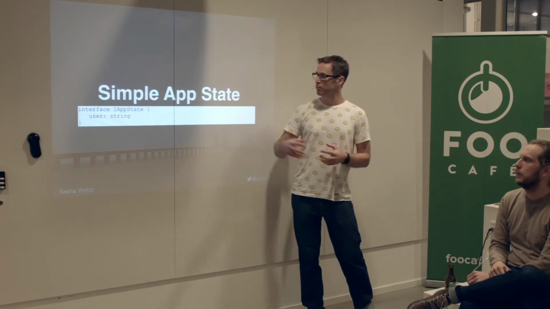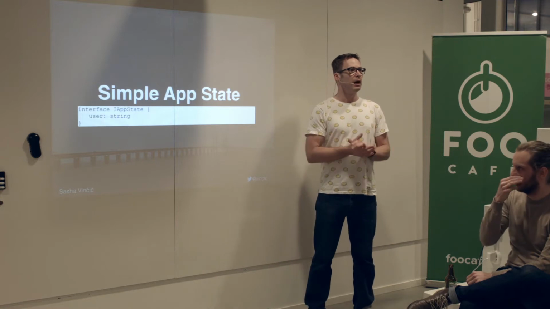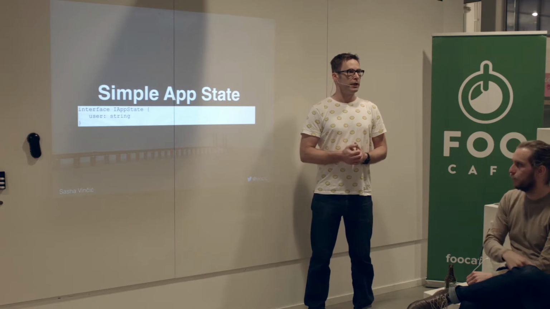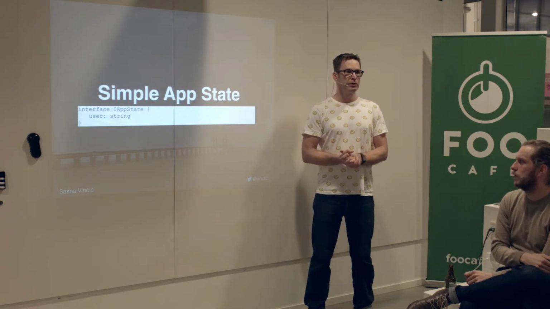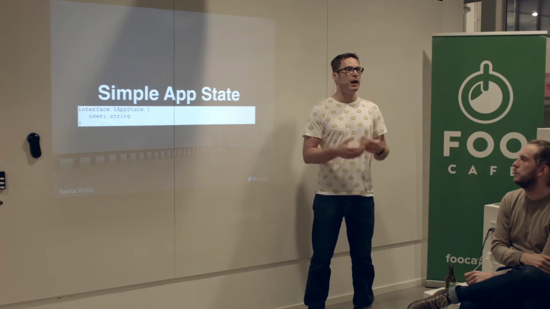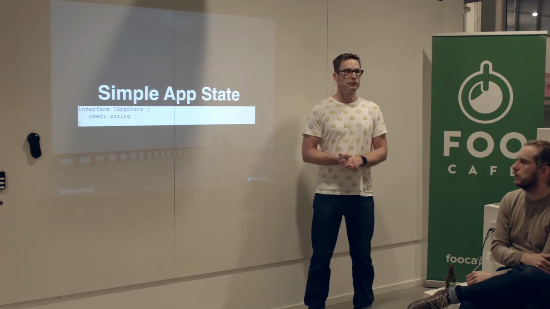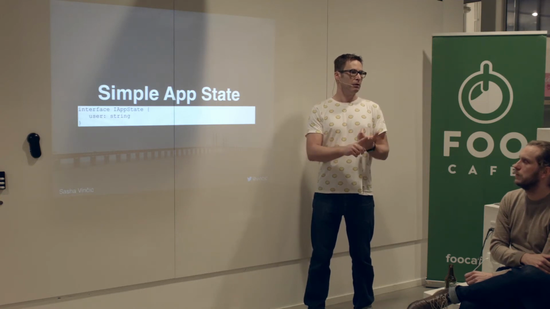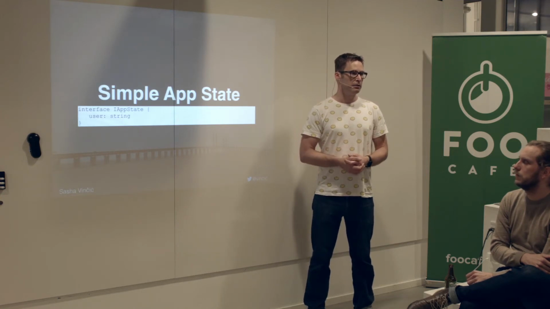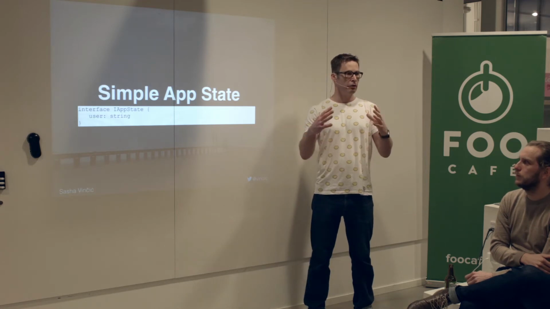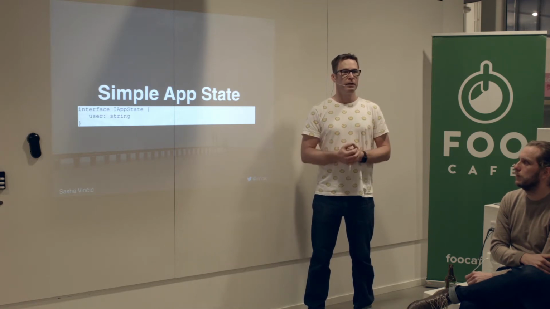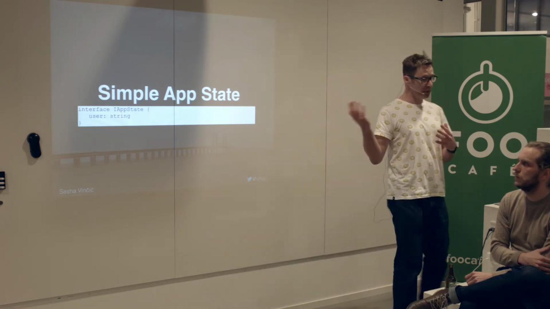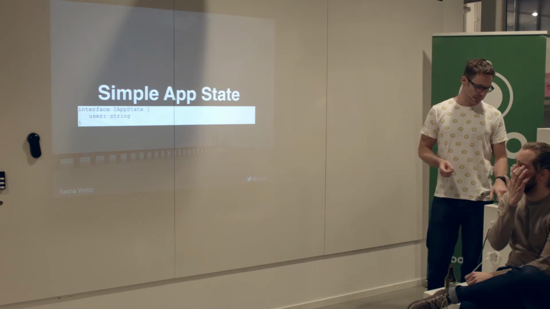Here I have a very simple application state with an attribute called user, which is of type string, which can contain the name of the logged in user. It can be an empty string or null or a name of the user that's logged in. That's the state of your application in this case. So this is the basic thing.